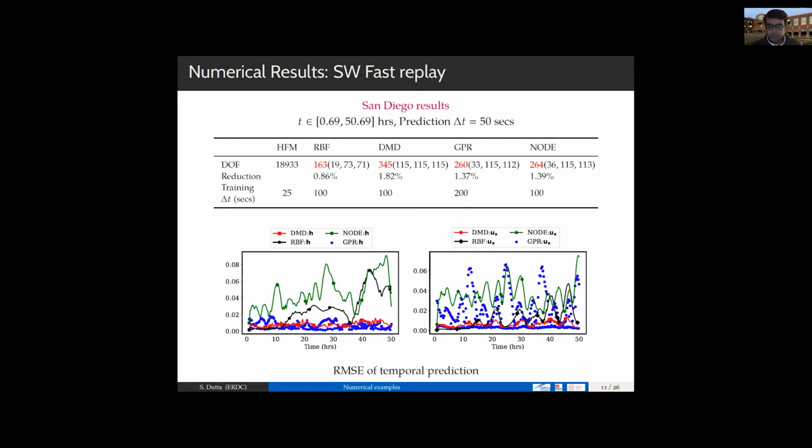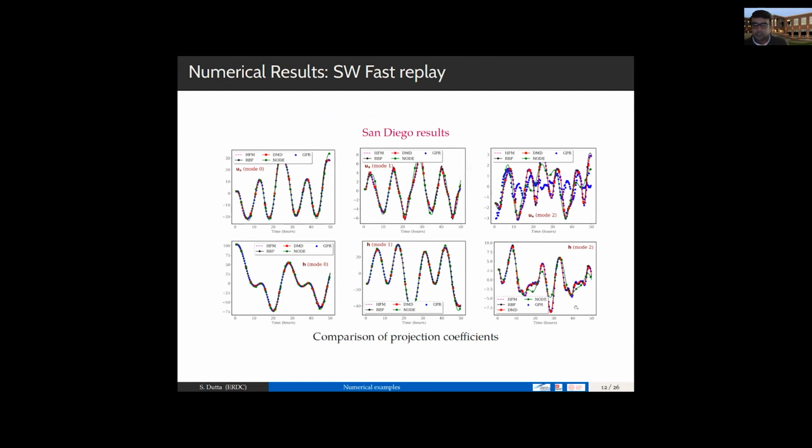The GPR method obviously does pretty well, even with this coarser training data, but there is also some variability that is added to this method, and this is something that I'm going to discuss in the next slide. And the other thing to note is that the neural ODE method, though not as accurate as all the other methods, is still doing fairly well and is very stable in terms of prediction accuracy over time. So this is, again, the comparison of the coefficients in the POD projection space.